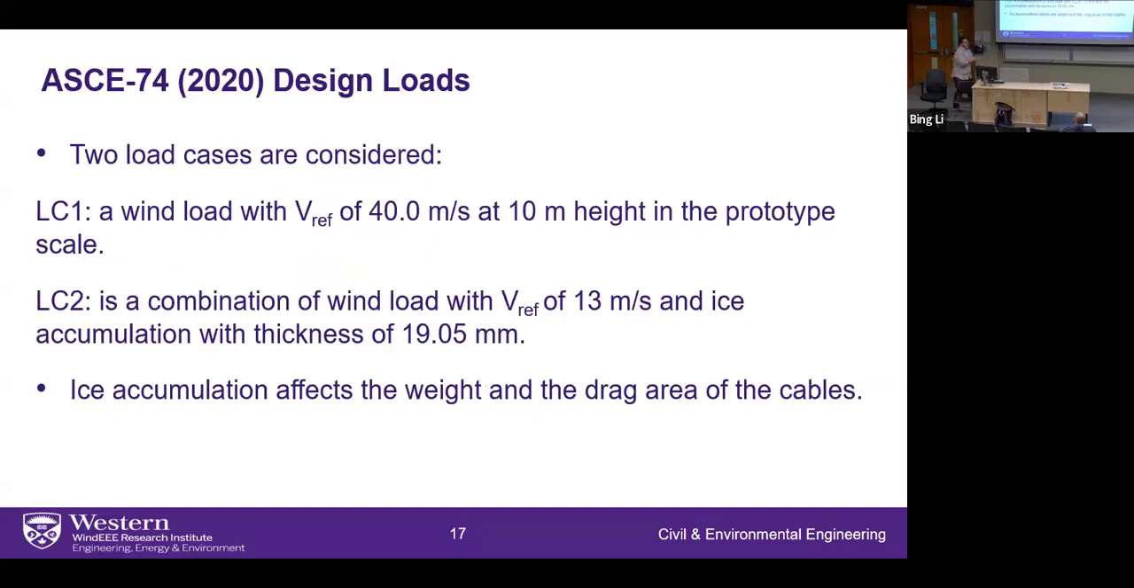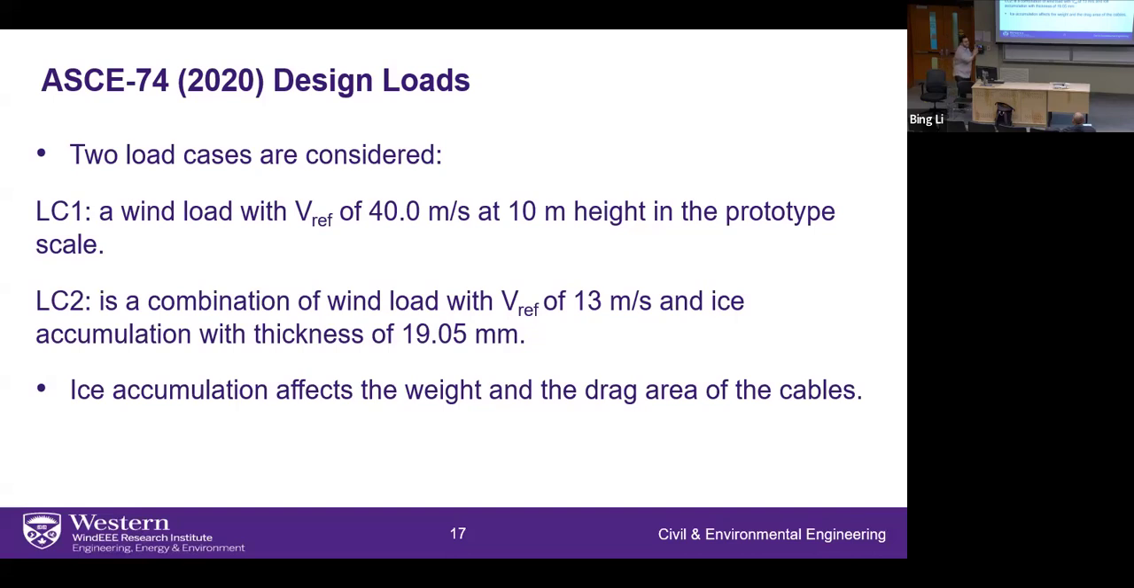So now we are applying the synoptic wind loads defined in the ASCE. So we have two load cases. One is a wind load with a reference velocity of 40 meters per second in the prototype scale. And the second one is the combination of the wind loads with a reference velocity of 13 meters per second and an ice accumulation on the conductor of 19 millimeters. So the ice accumulation will affect the weight and the drag area of the conductor.